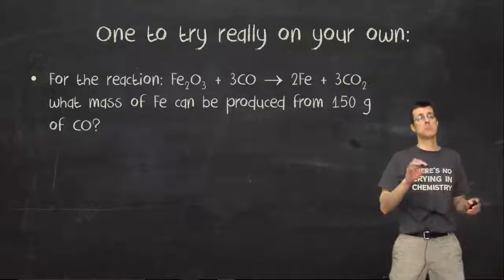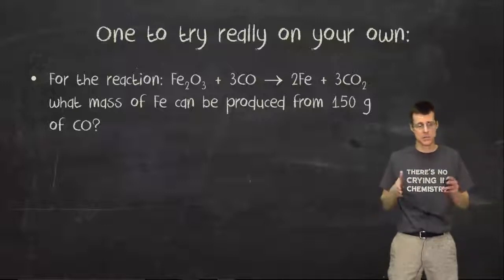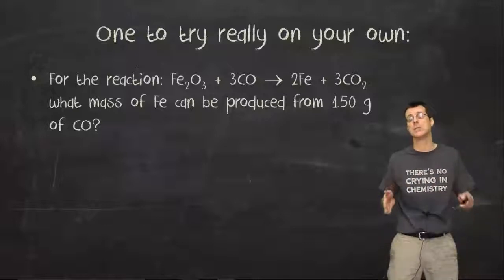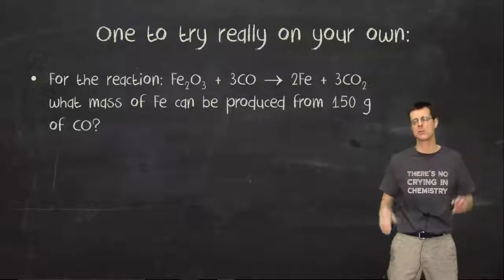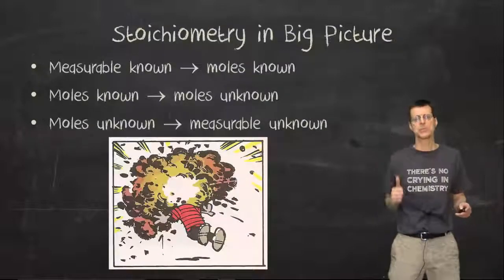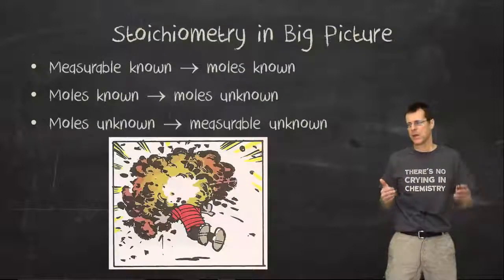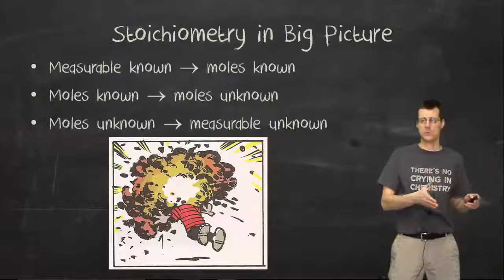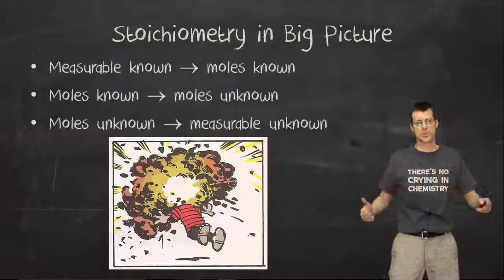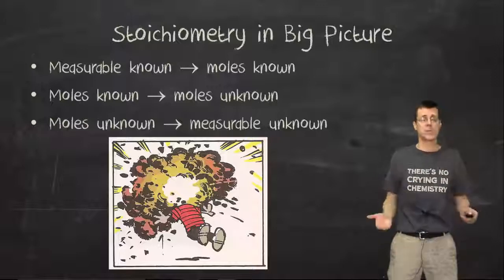Stoichiometry is going to be a really big part of what we do in this course, and also later units as well, so we need to make sure that we understand the big picture of stoichiometry. What is the big picture of stoichiometry? The big picture of stoichiometry is here. Now, we always start with something measurable. Right now, I can measure mass. And we finish with something measurable. Right now, I'm finishing with mass.